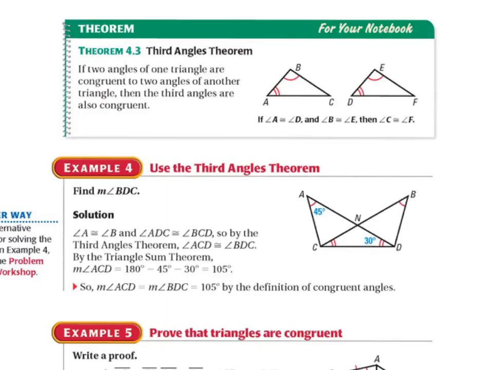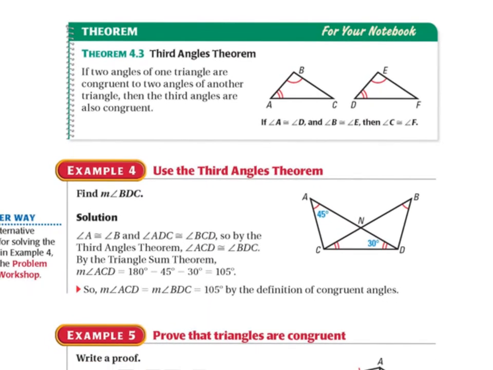Okay, so next we're talking about theorem 4.3 here, which is the third angles theorem. And this is yet another one of those common sense theorems here. So the third angle theorem just basically says if 2 angles of one triangle are congruent, okay, so our 2 angles are congruent on the 2 triangles, then the third angles, so our angle C and angle F in this case, are also congruent. I don't think I need to explain that any further. So that should make perfect sense.